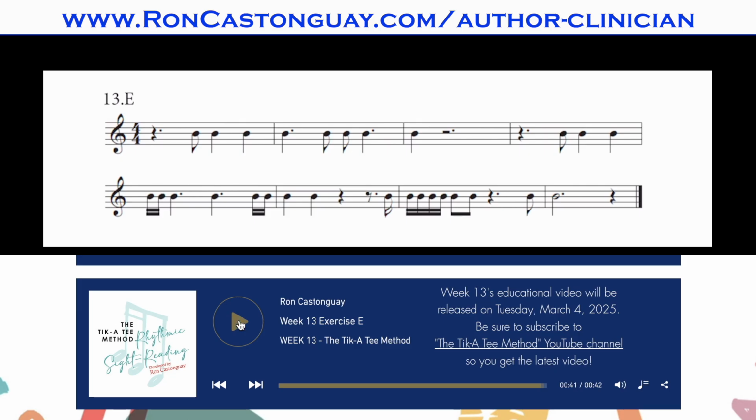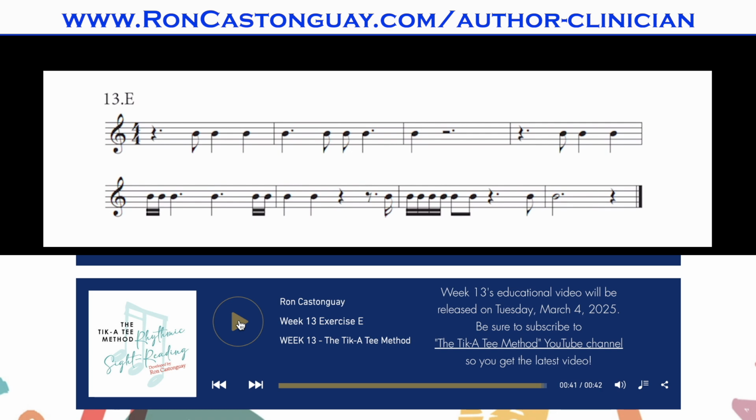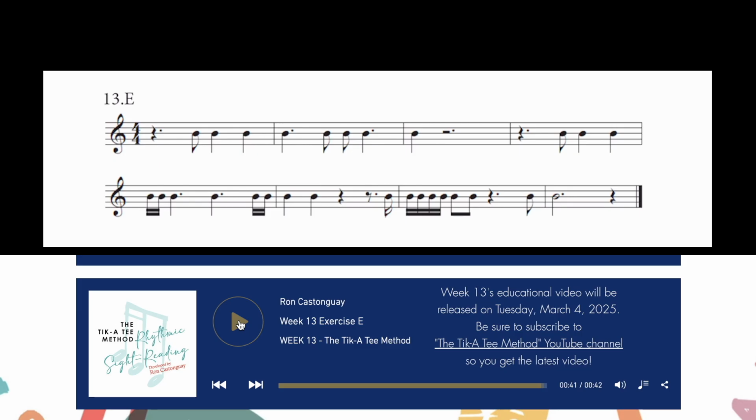All right, there's exercise 13E, and you know that if you have not yet performed this exercise on your instrument, especially if your instrument isn't primarily the voice, now is the time to do that before you move on to the next rhythm or the next concept. Okay, now, before we head to the outro, here is a fun performance of exercise 13E.